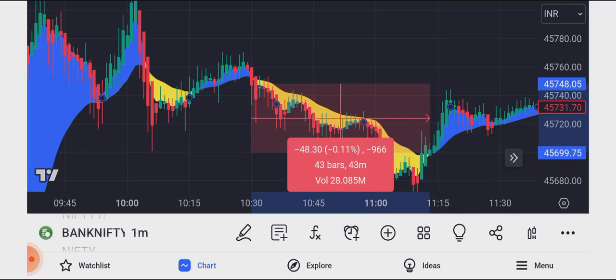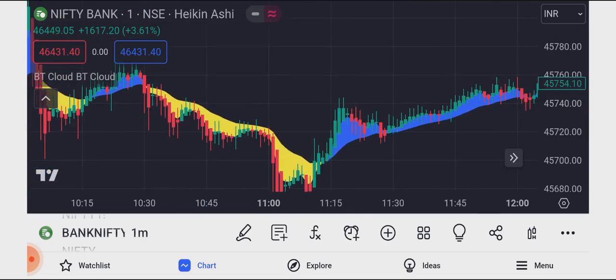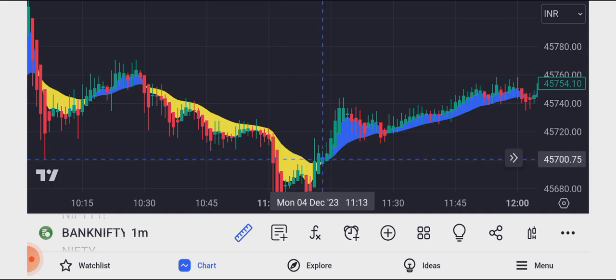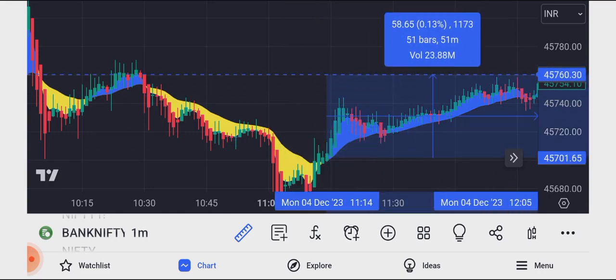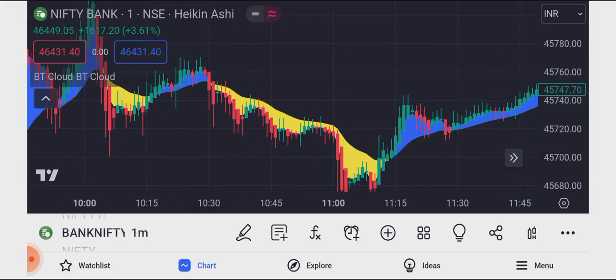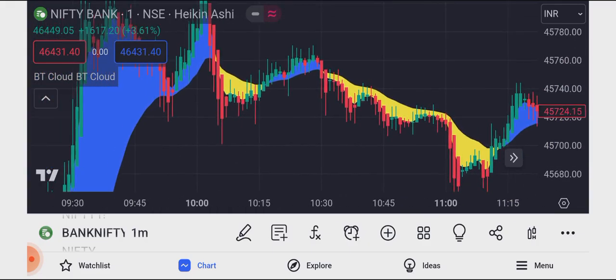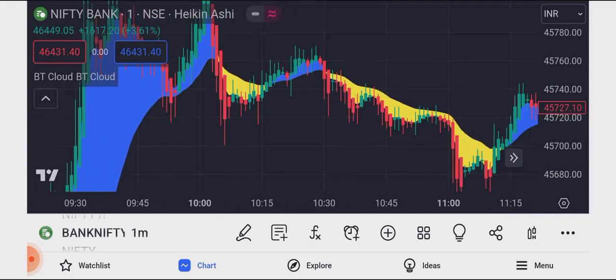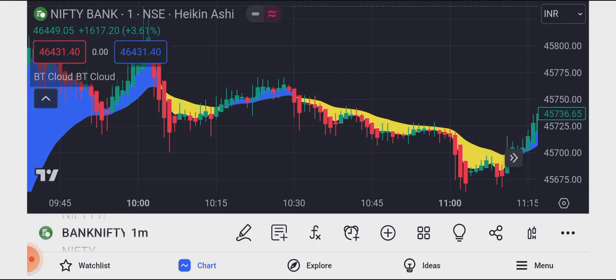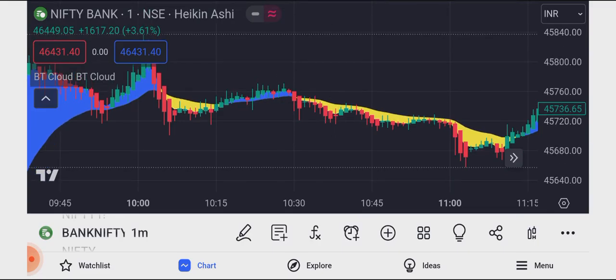If the blue is coming, you can go for a buy trade. But we are not going to hold this as a buy or sell trade. So we select today's date, 4th of December. The first signal is coming around 10, where a yellow cloud has started.